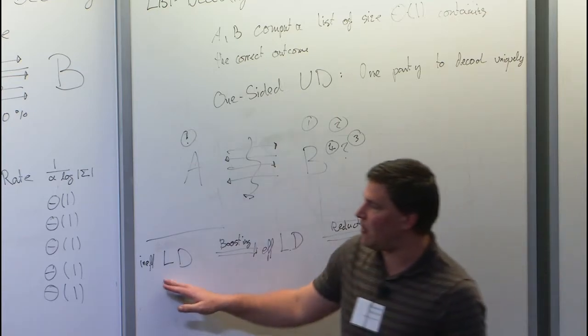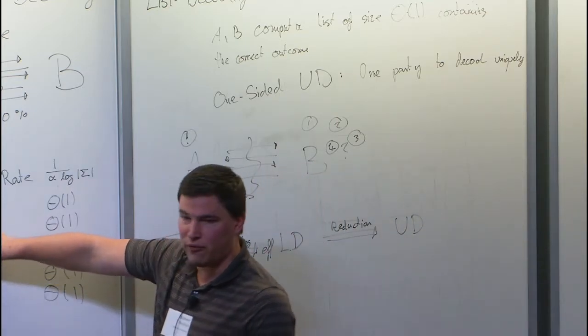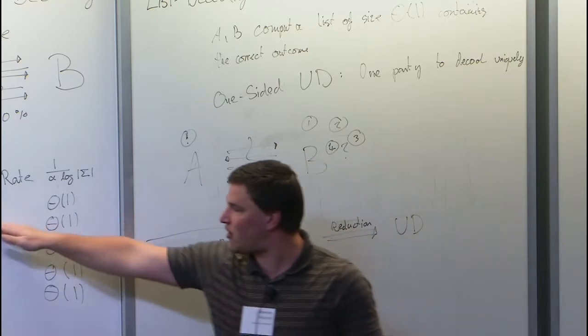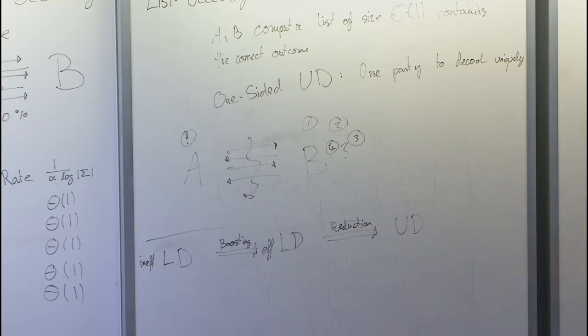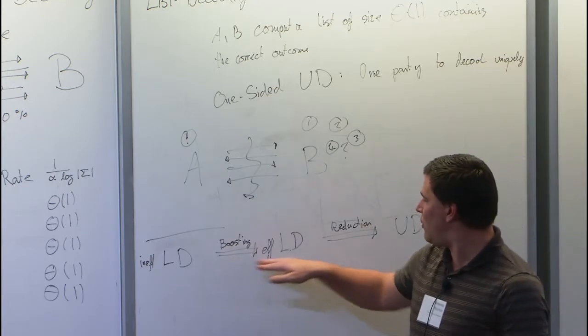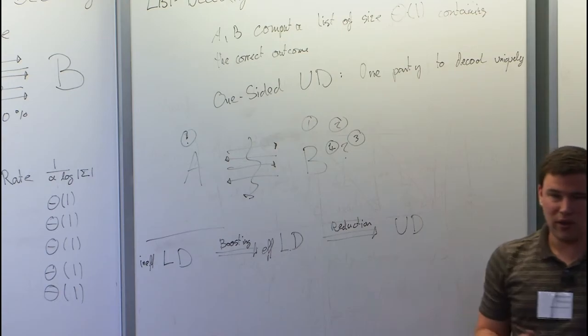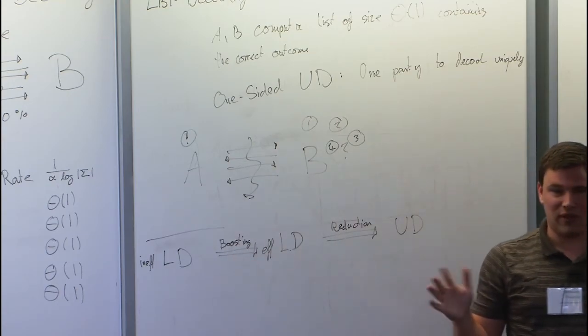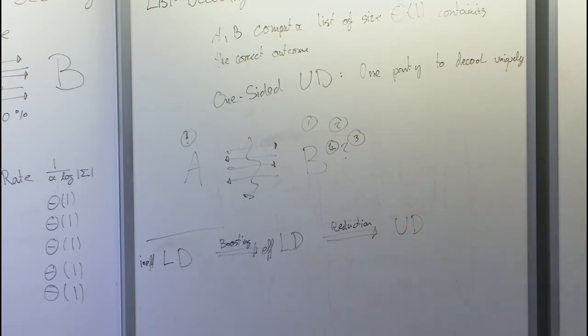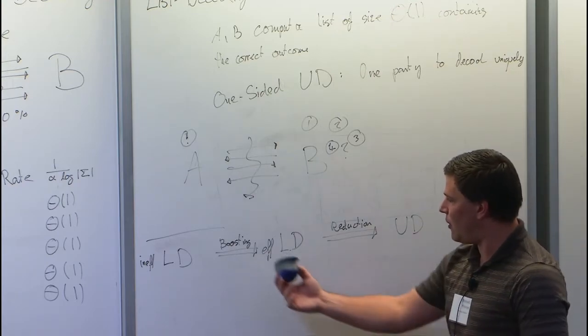So the only way I know to achieve 1/4 efficiently or 2/7 efficiently is to go this route. Start with a list decoder, boost its efficiency, and then reduce it to unique decoding. Okay. So I will try to, in the last 30 minutes, give you a flavor or almost complete descriptions of these two things. Let's see if we make it in time. Okay. Let's start with boosting.